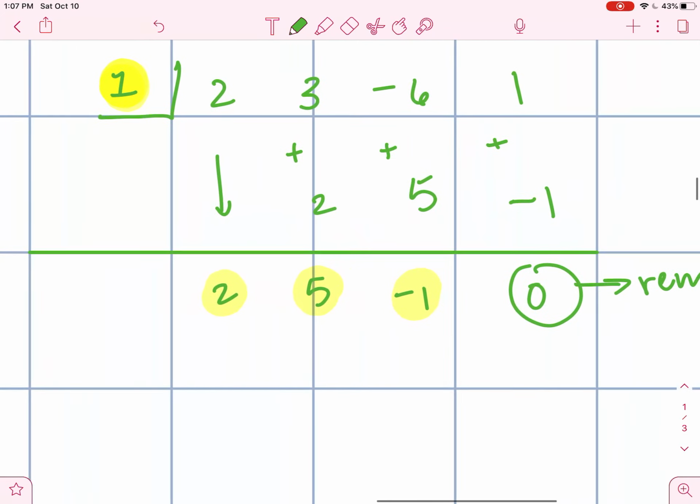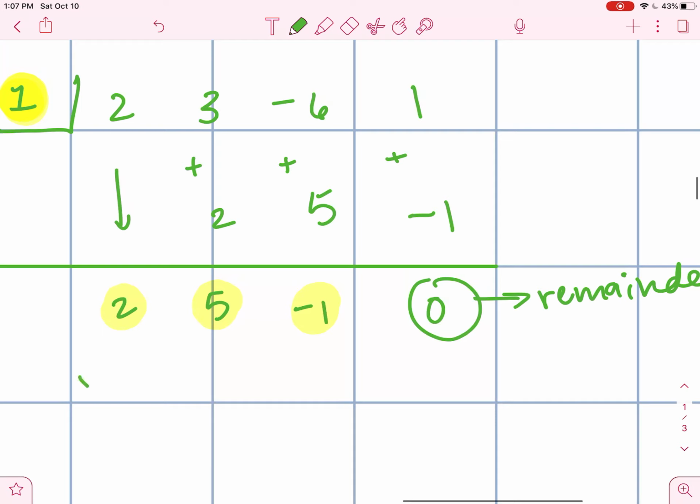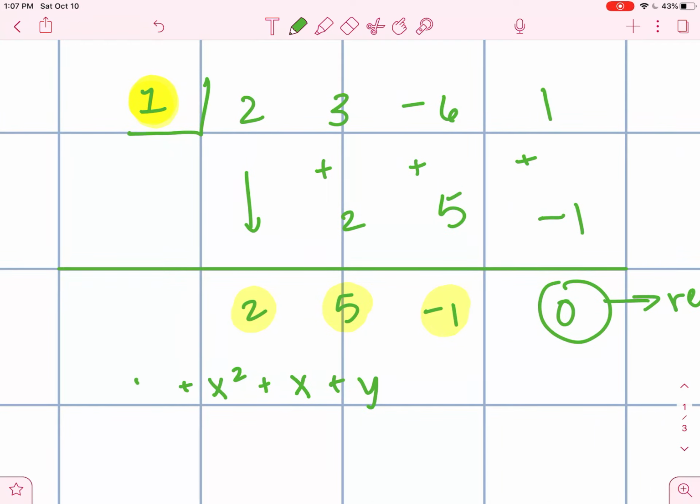So the way that we're going to write this out is, remember, we want to find out if our terms match like this. We can even have some x cubed.